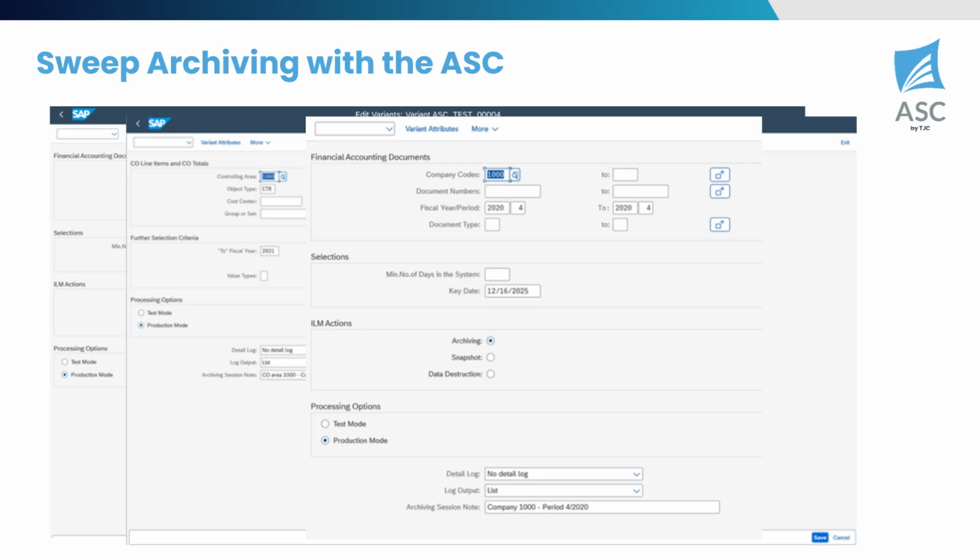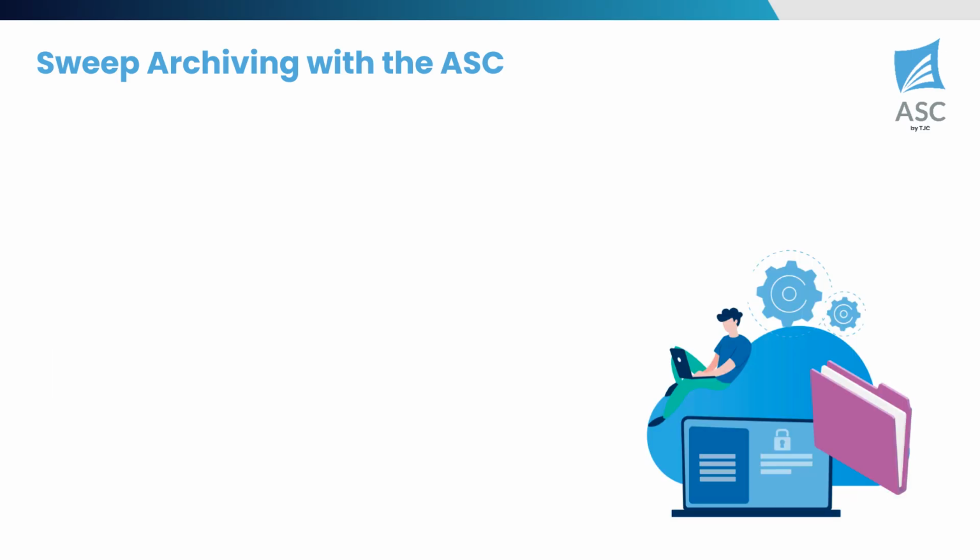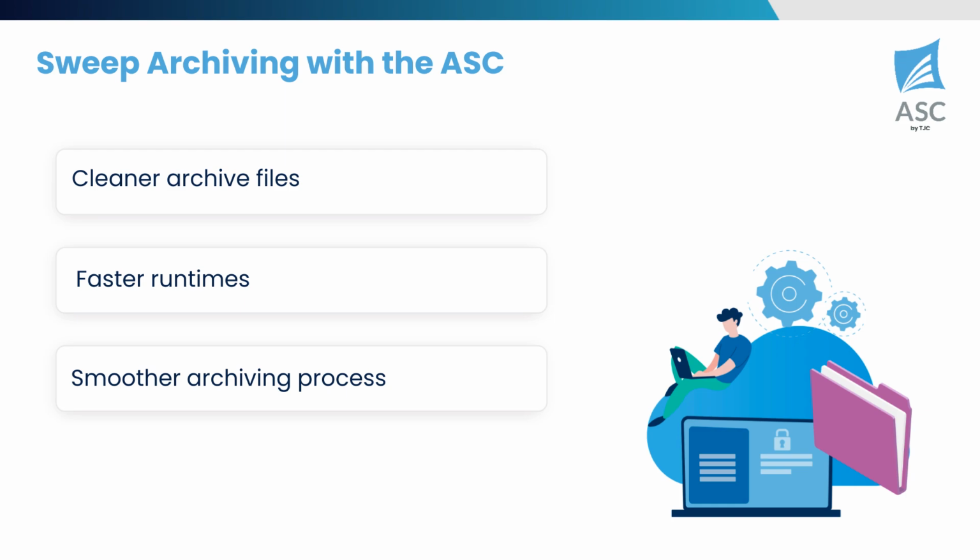Instead, it creates detailed, purpose-built variants based on the criteria you define. For sweep archiving, you simply enable the sweep option in the archive session. ASC automatically builds the right selection logic, marks the run as a sweep archiving job, and documents everything in the archive notes. The result is cleaner archive files, faster runtimes, and a much smoother archiving process.